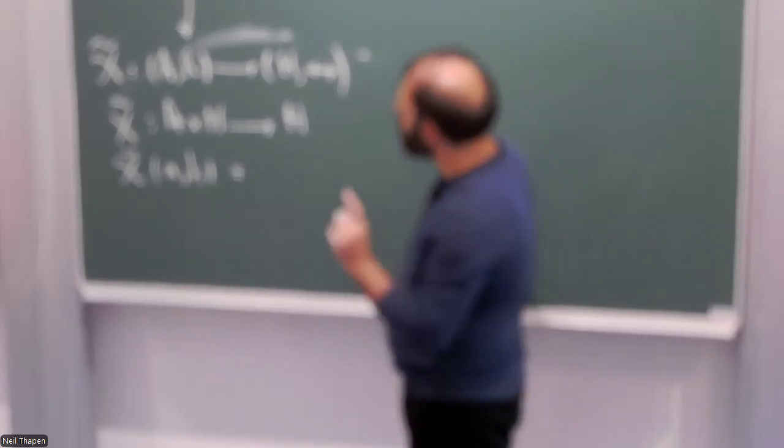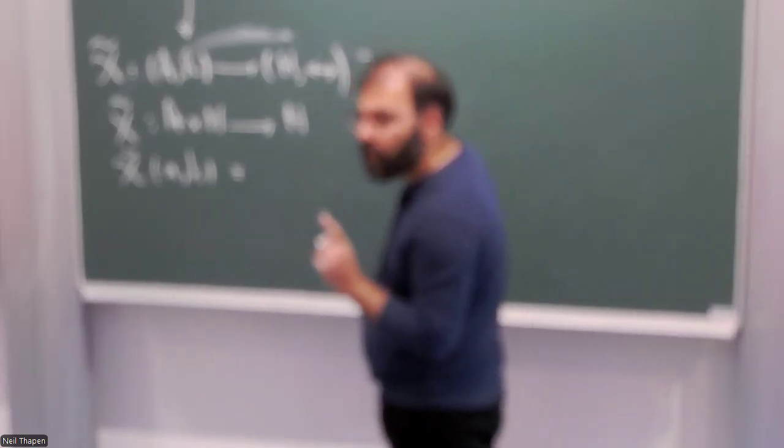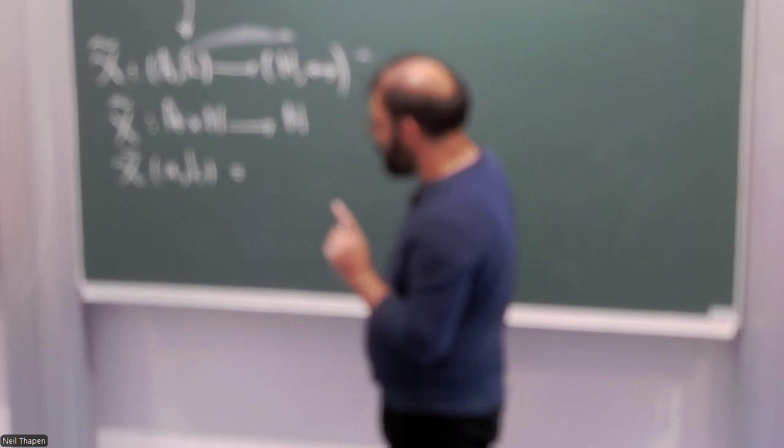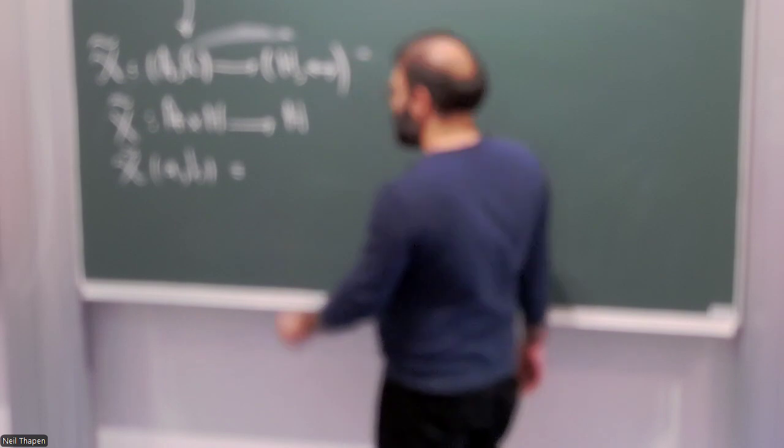Let me make it easy. To which extent chi of A is equal to H, which should be chi of A being equivalent to H. Yes.